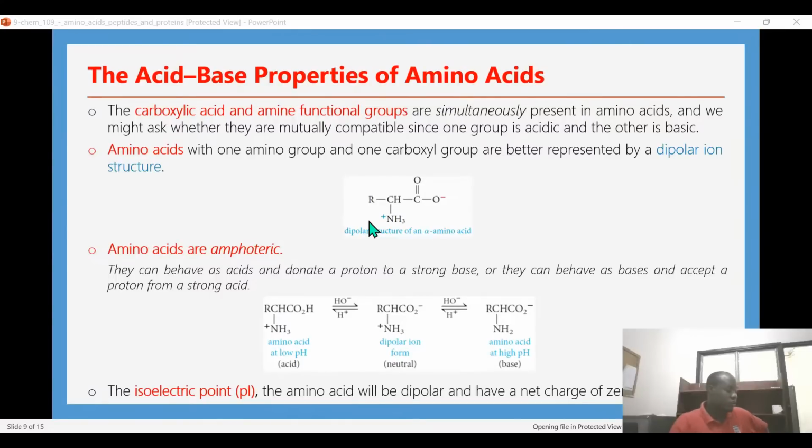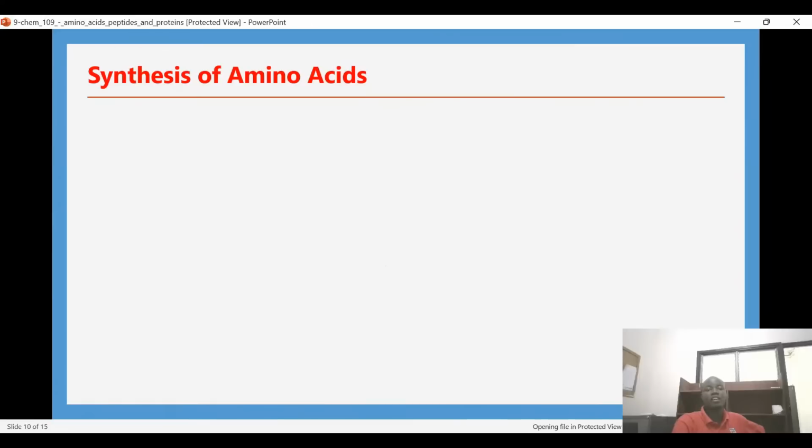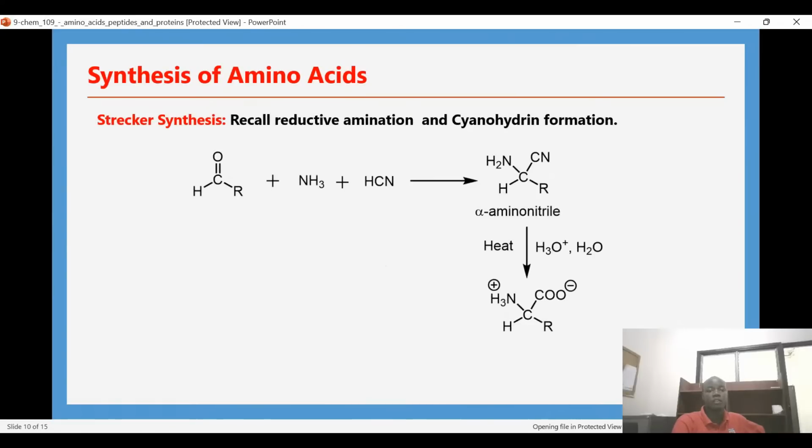So that is what you call the acid-base properties of an amino acid. And then the next thing now is the synthesis of amino acids.